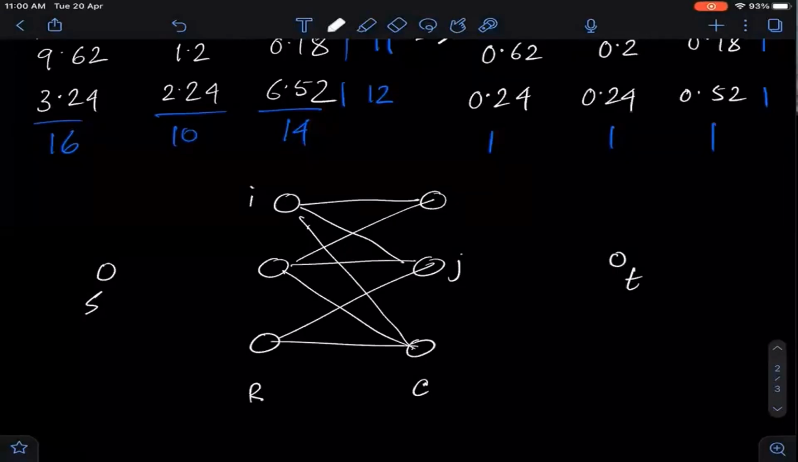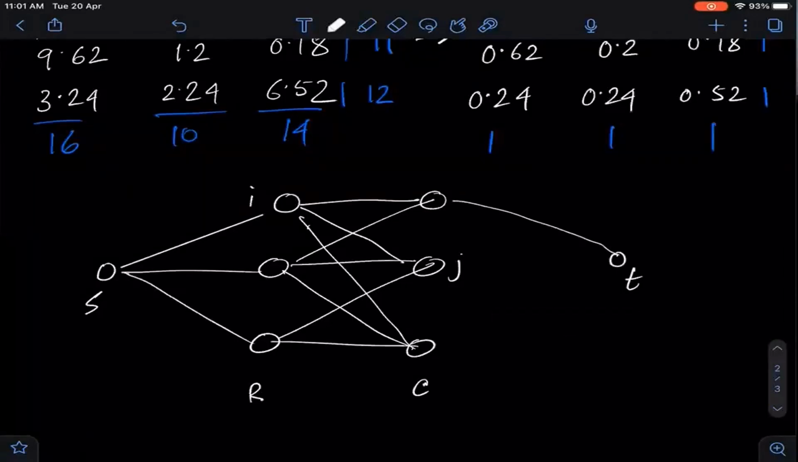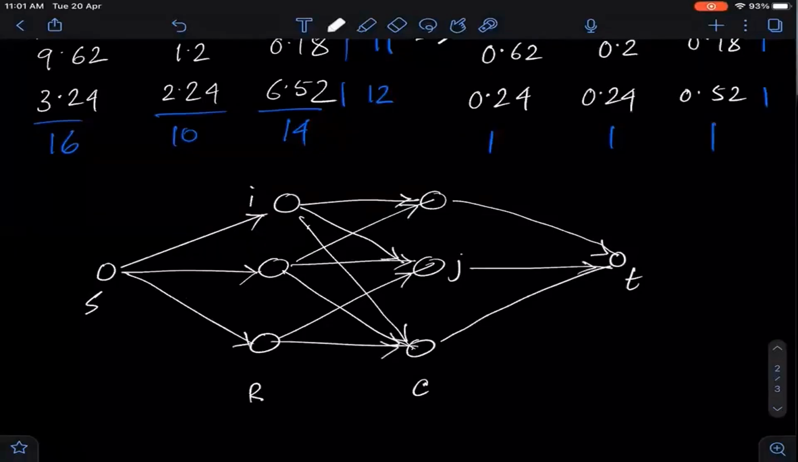Very good. So what Kushal is suggesting is, let's put an edge between the source and every I, and let's put an edge between every J, every column, and T. And here is the crucial thing. Let's give some directions. So maybe I give the directions like this. You can also do the other direction as well, right? Doesn't matter. It's the same problem.